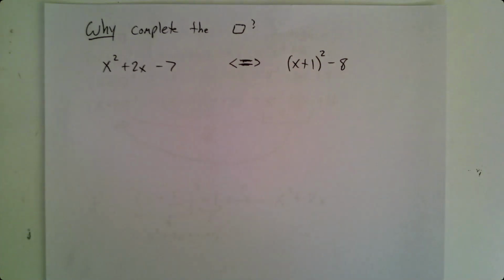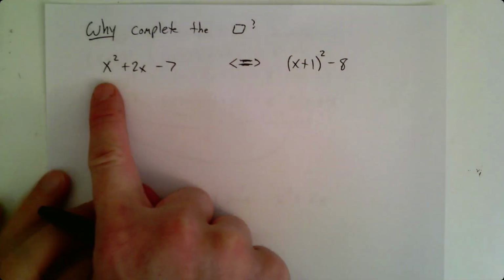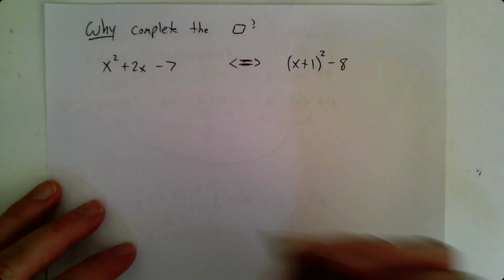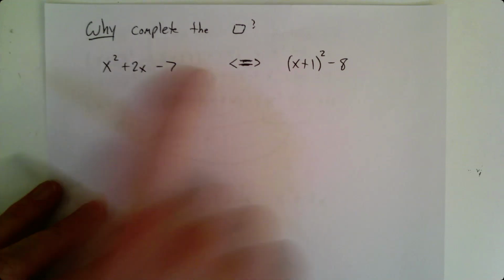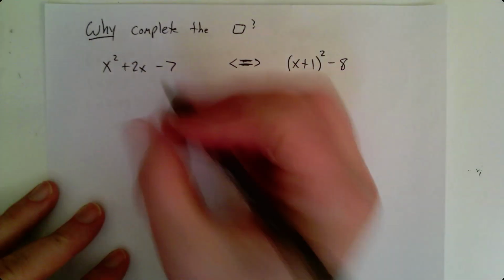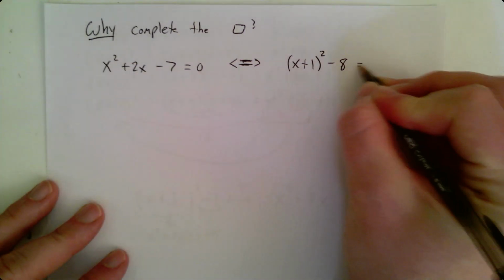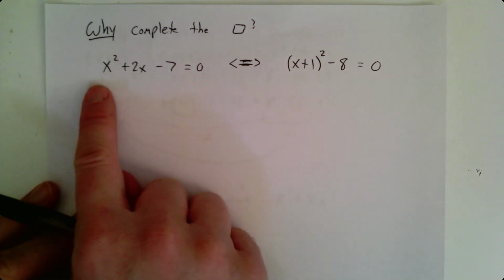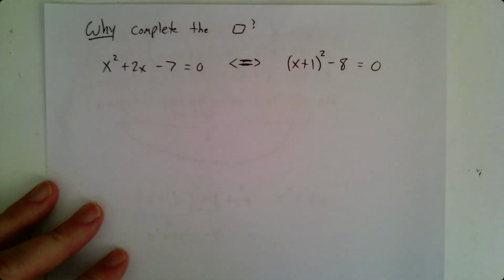Hello. In the last video, we learned how to complete the square for simple expressions like this. Let's talk about two reasons why it's useful. This is not an equation because it's not equal to anything. This is just an expression. But if I set it equal to 0, now we could ask, what values of x satisfy the equation? What makes it true? What are the solutions?